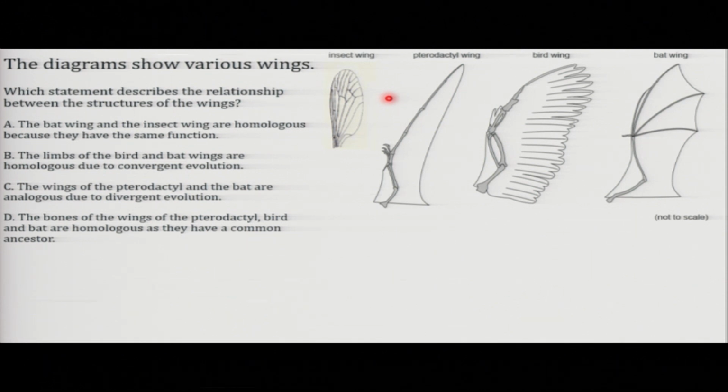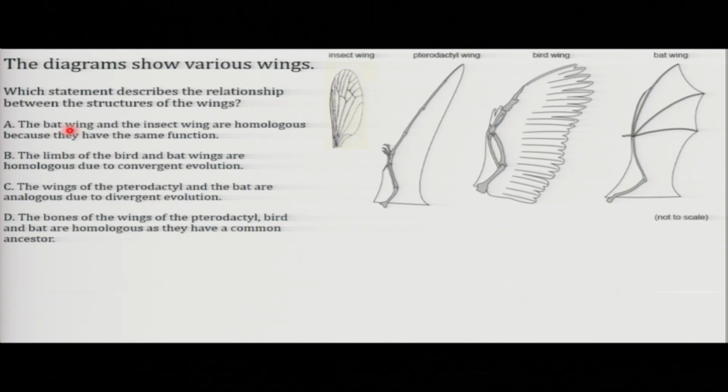So the question should be guiding, so that you're on track, you go slowly with each and every part you're looking at. Which statement describes the relationship between structures of wings? So they are all wings. Now I want to find a connection between all of them based on what they have given us. Which one makes it correct?